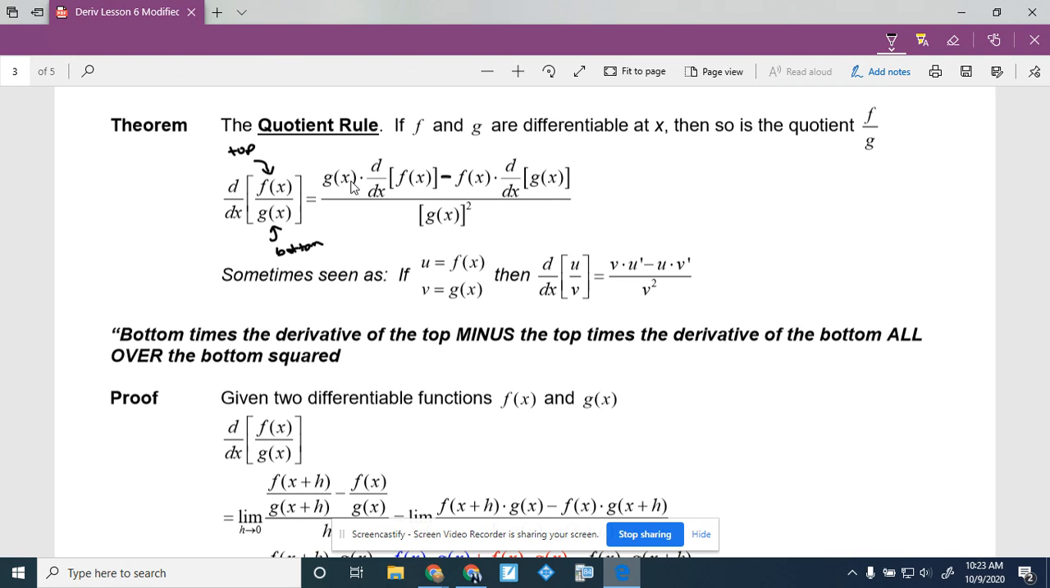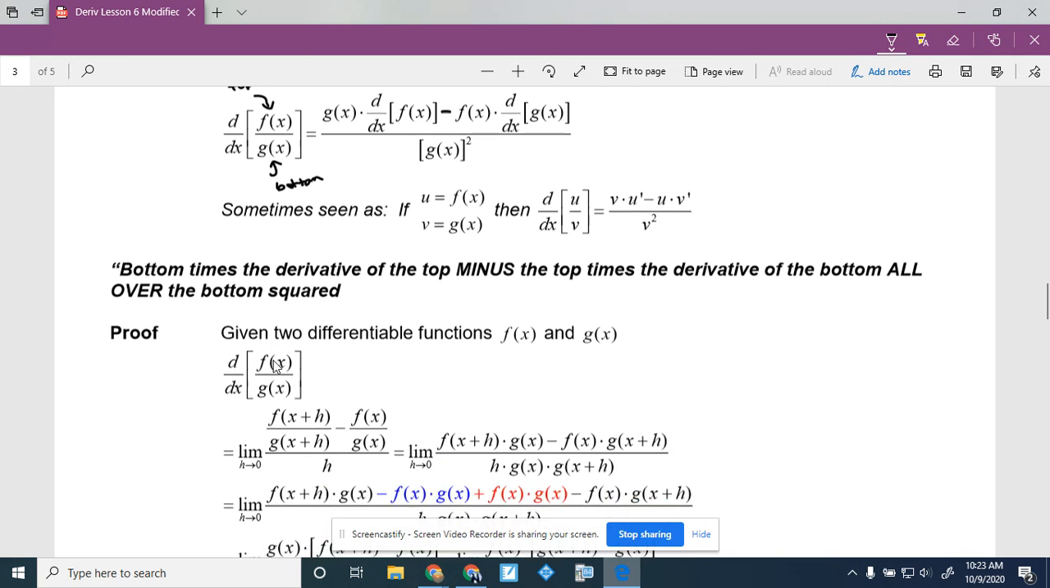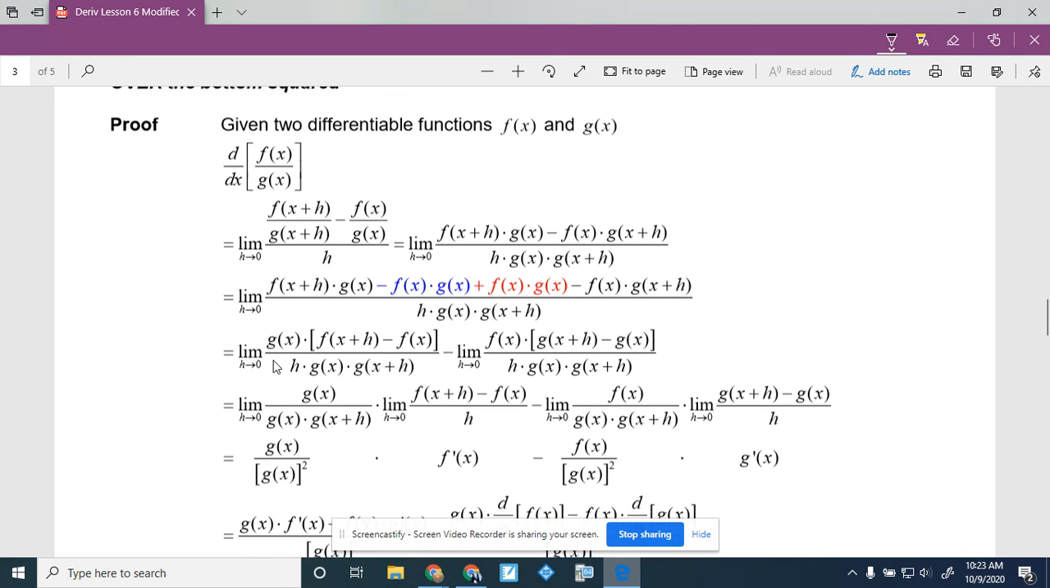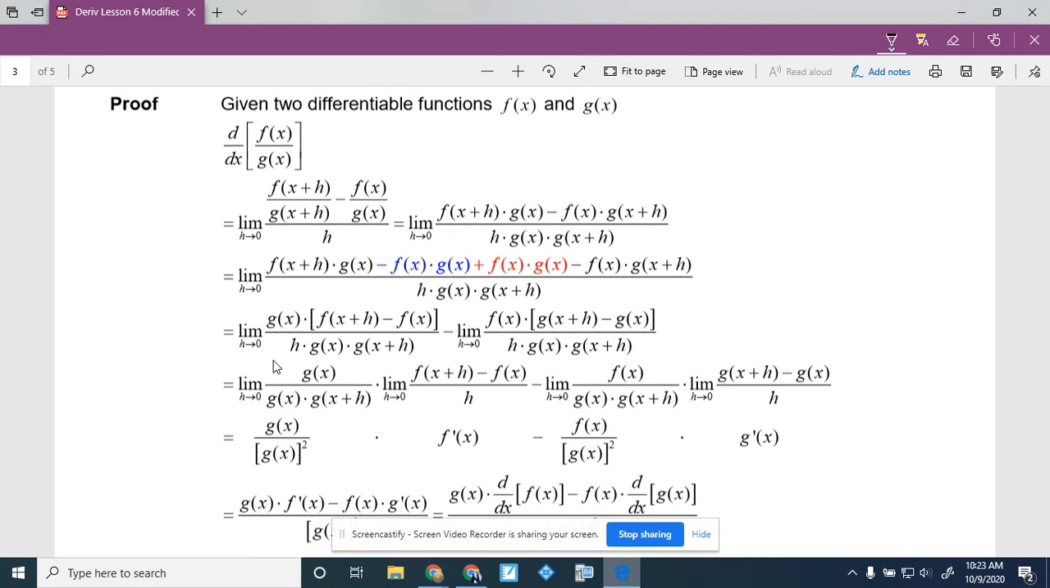Remember, the product rule had a plus in it. The quotient rule actually has a negative in it. So now it seems like a bananas rule. Where does it come from? Well, just like any other derivative rule, we should know by now that it always comes from, you guessed it, the definition of the derivative.